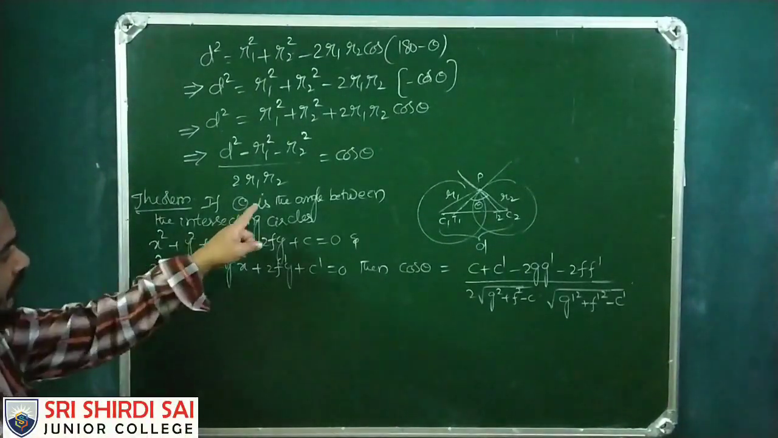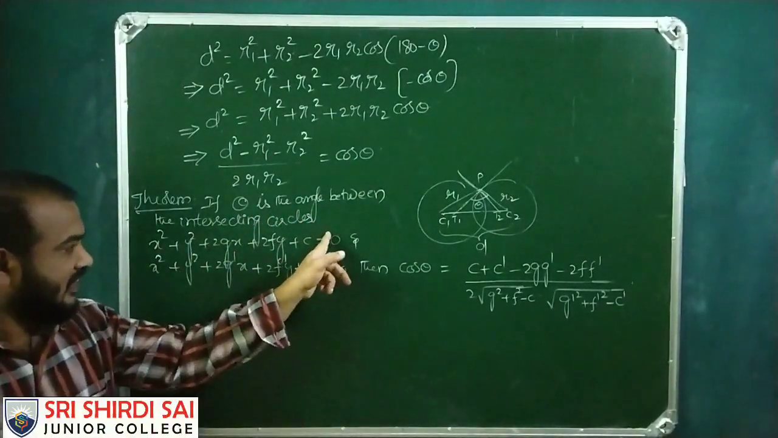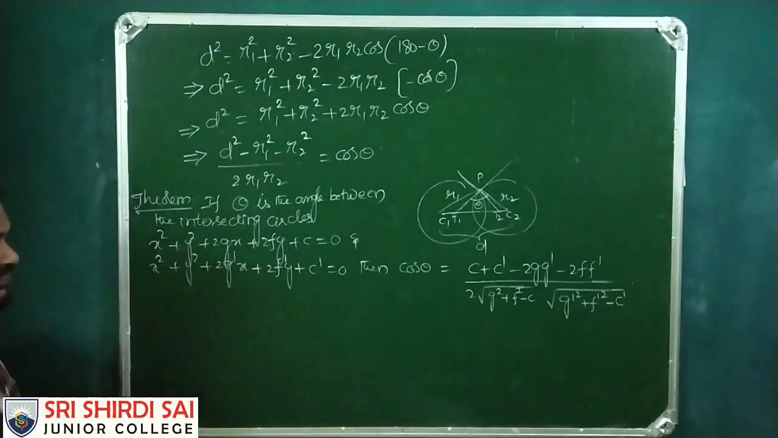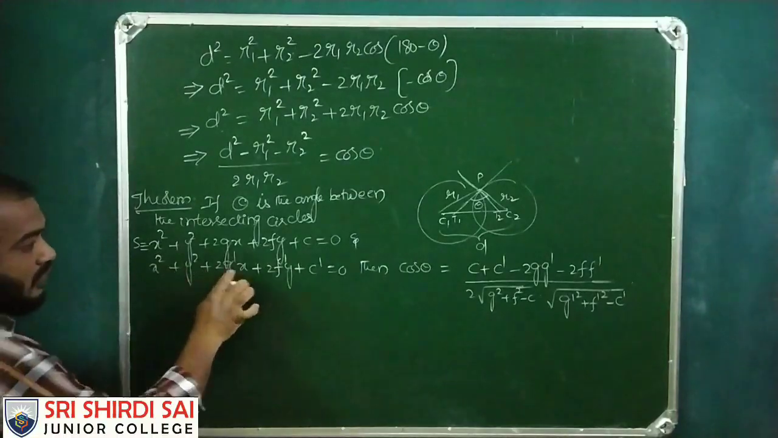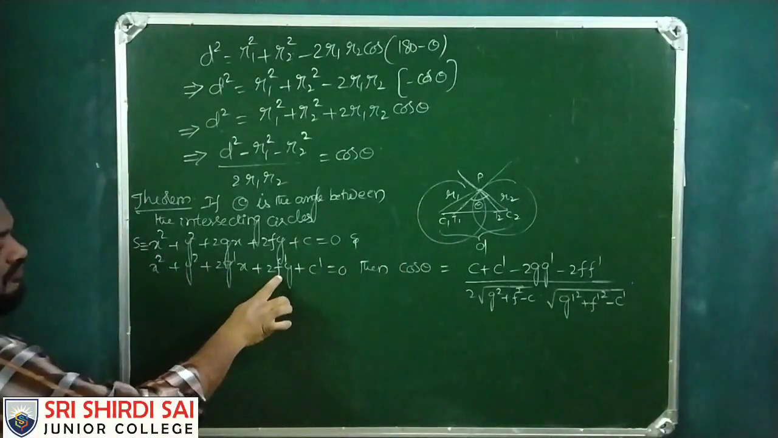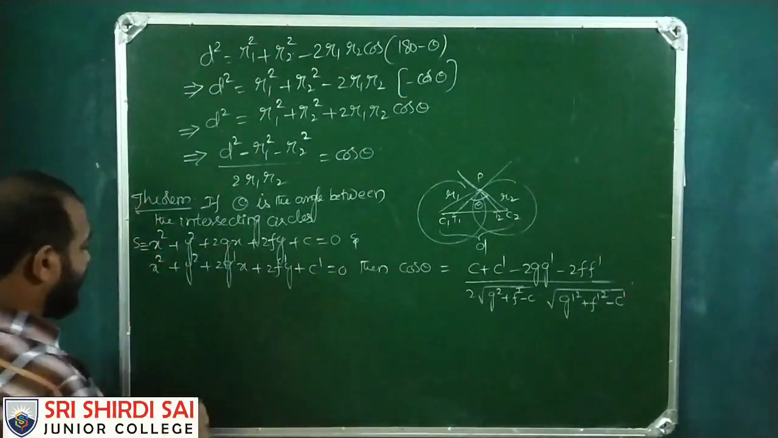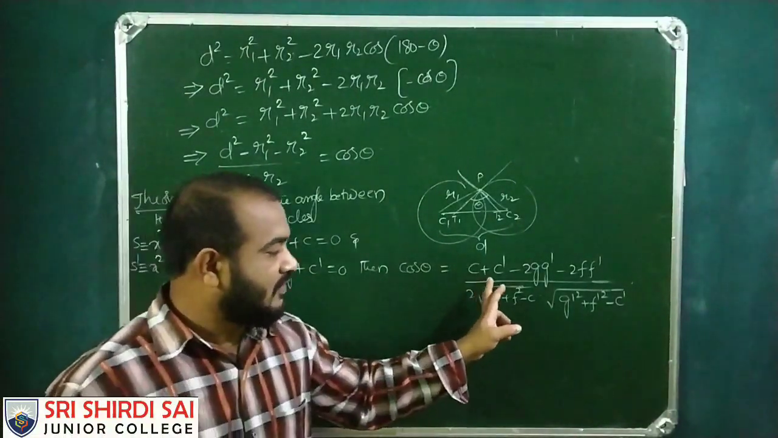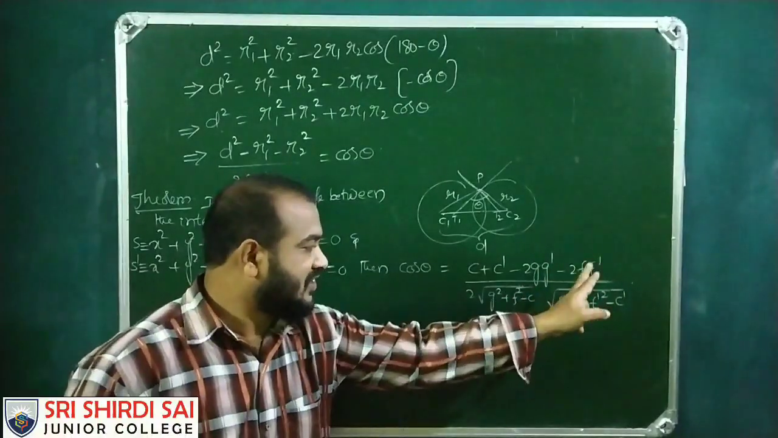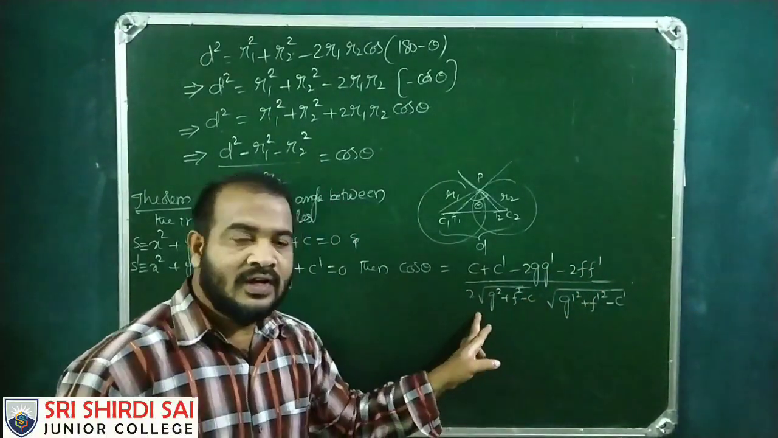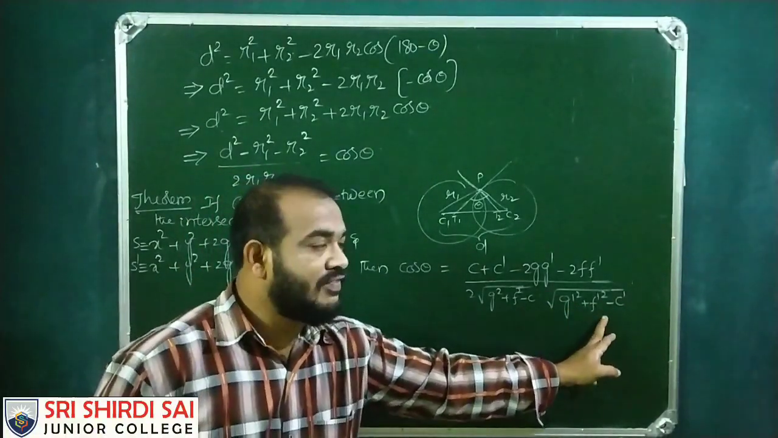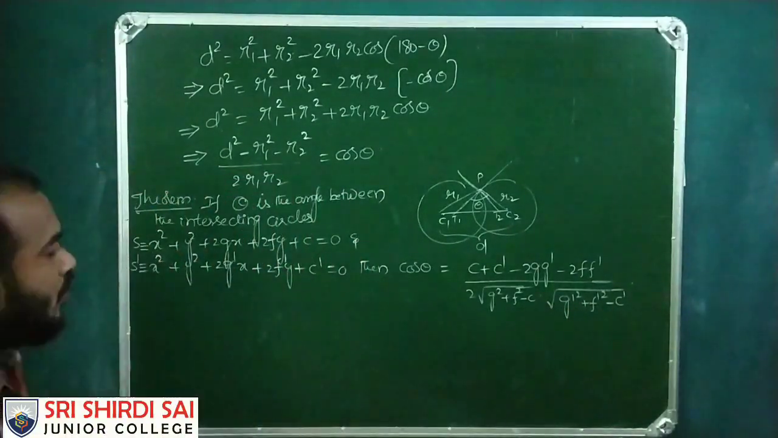Similarly, if theta is the angle between the two intersecting circles x square plus y square plus 2gx plus 2fy plus c equals 0, let us suppose this is S, and x square plus y square plus 2g dash x plus 2f dash y plus c dash equals 0, this is S dash, then cos theta equals c plus c dash minus 2gg dash minus 2ff dash by 2 root of g square plus f square minus c into square root of g dash square plus f dash square minus c dash. So let us prove this.